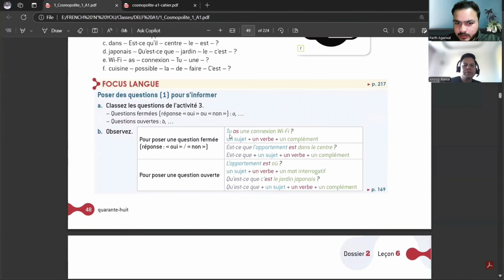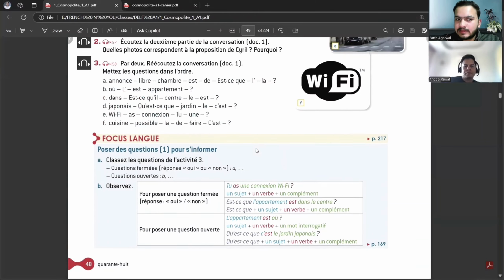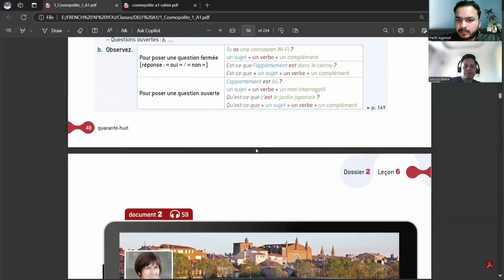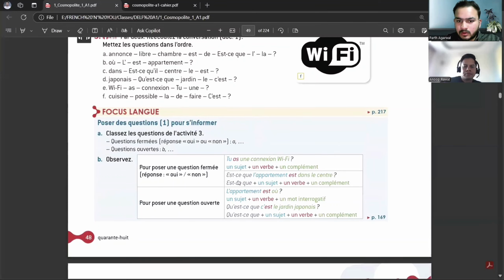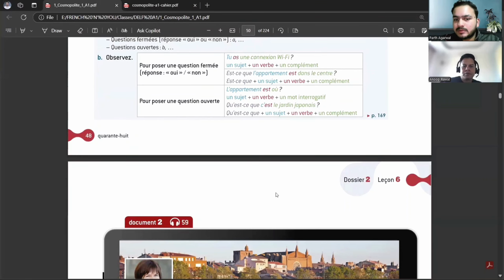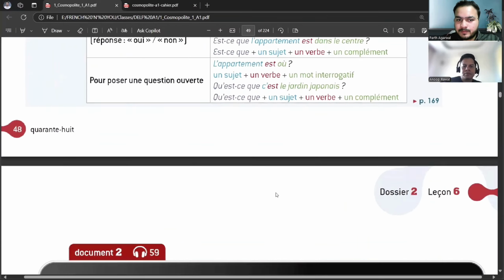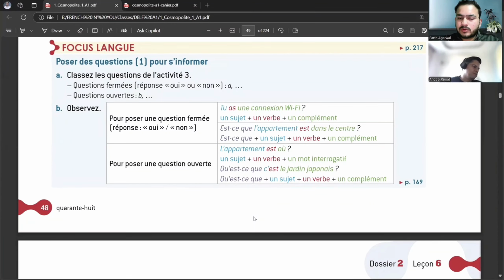These are some examples that you can take. For example, tu as une connexion Wi-Fi, or est-ce que l'appartement est dans le centre? Is the apartment in the center of the city? Or appartement est où? Where is the apartment? Okay, so these are some of the examples that you can use. Go ahead. So three close-ended and two open-ended.